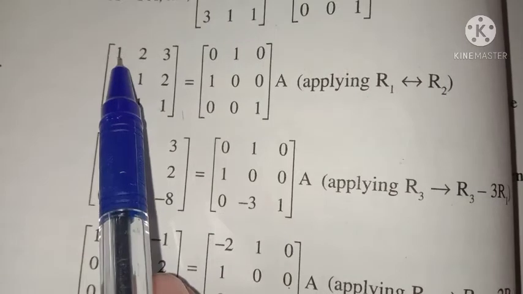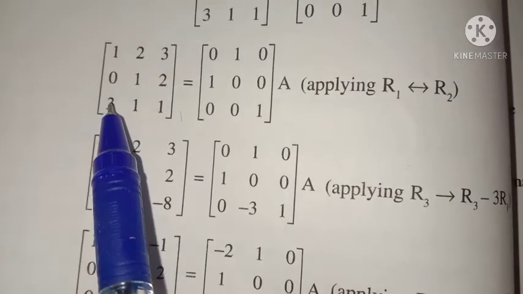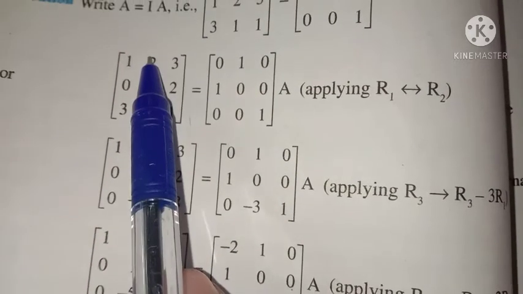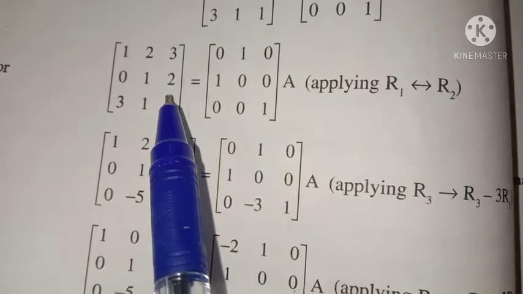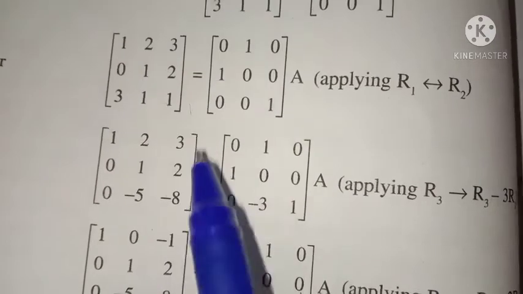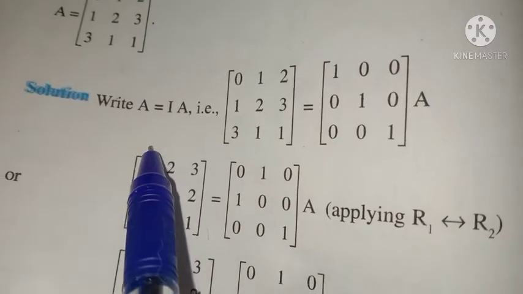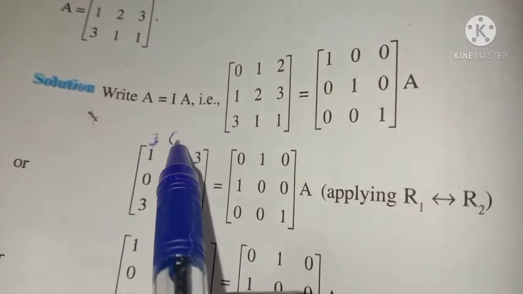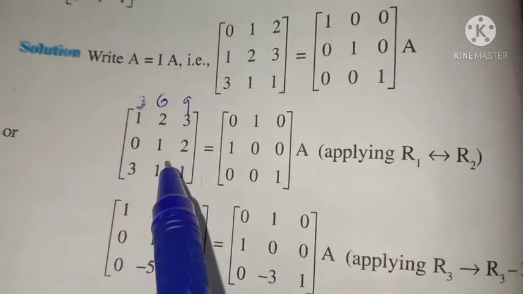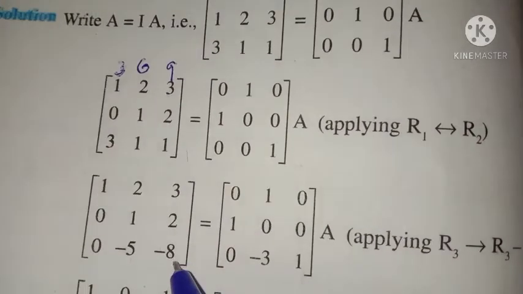So if we multiply it by 3, this becomes 3, 6, 9. Now subtract: 3 minus 3, 0. 1 minus 6, minus 5. 1 minus 9, minus 8. If we multiply the first row, this becomes 3, 6, 9. Now subtract: 3 minus 3, 0. 1 minus 6, minus 5. 1 minus 9, minus 8.